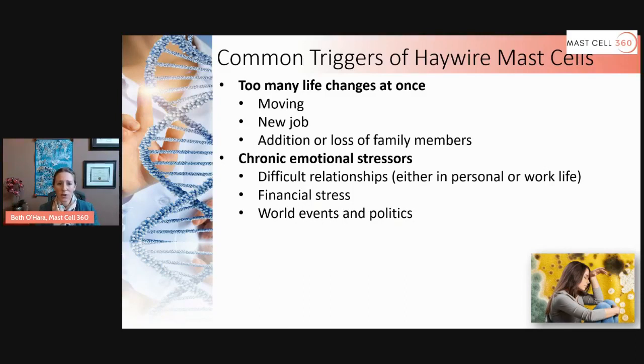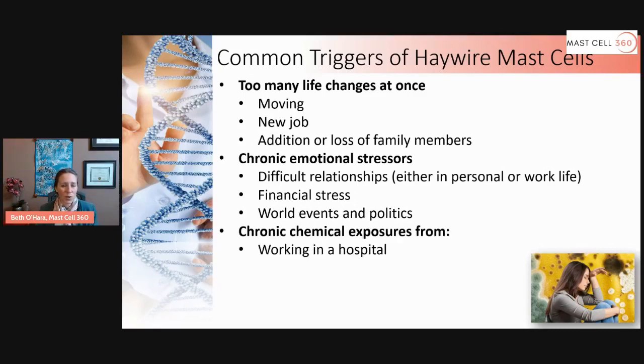Now there's some other triggers as well. So these are some of the emotional side. But chemical exposures, I'm amazed at the chemicals people get from working in a hospital. We can get them being nearby factories, military environments, and just air pollution. Los Angeles is one of the most polluted cities in the country. I think it's number one. So we think about these big cities and the type of air quality, and that's why air quality is important.